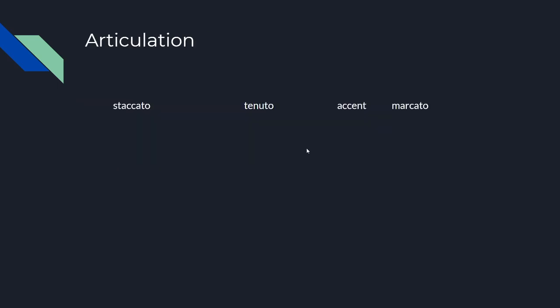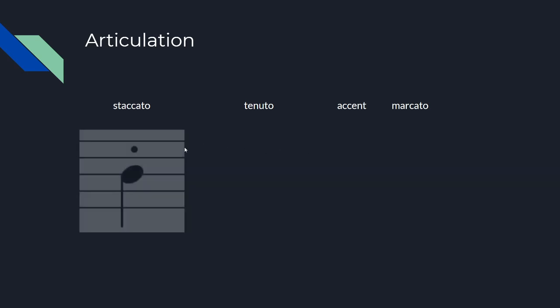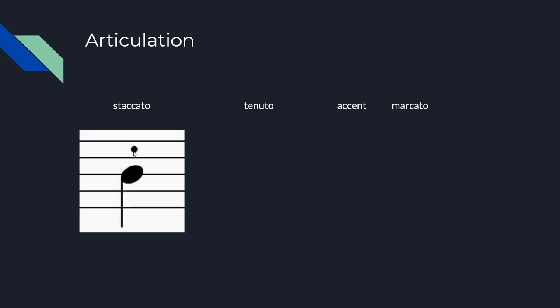Next, we'll learn about articulation. There are four main articulations that are essential to know. First are staccatos, which appear as a dot over the note. A staccato means you play the note very shortly. So it would be played like dot. You would cut off the note.